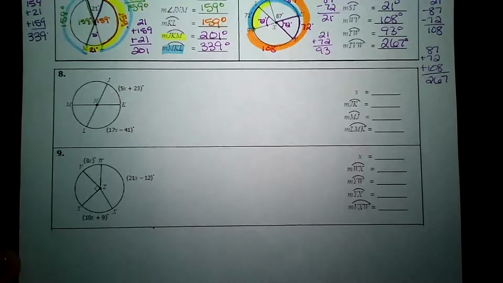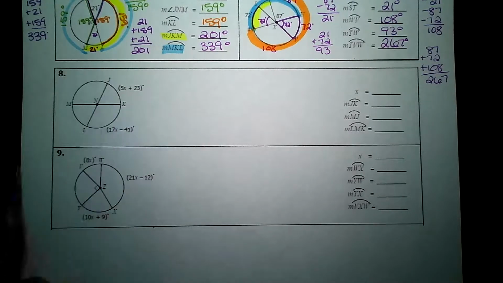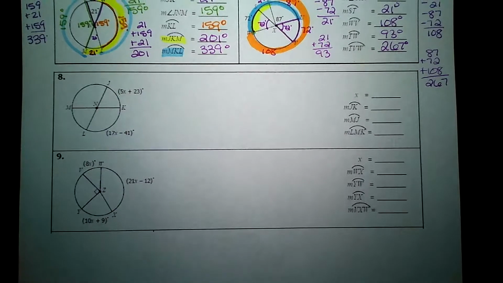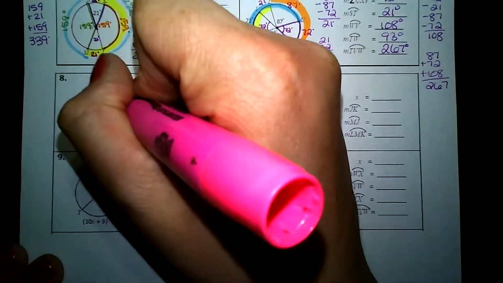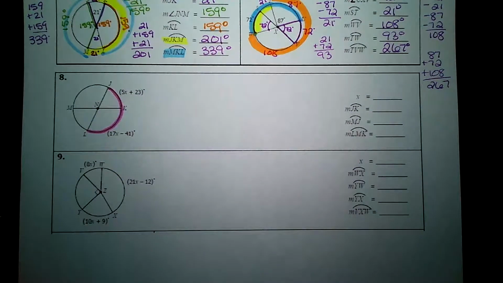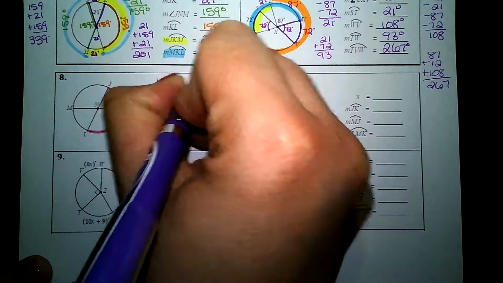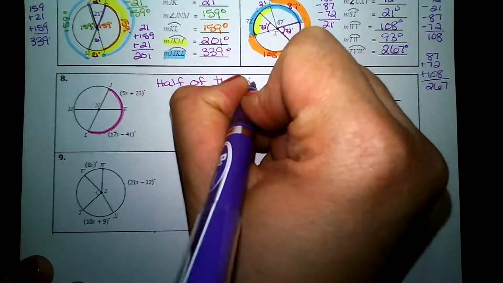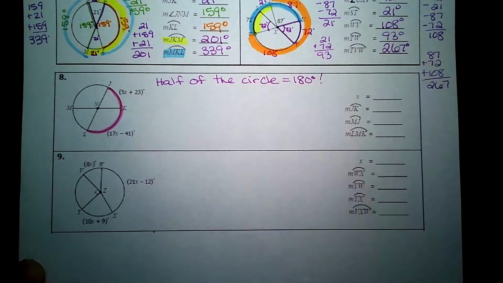All right, so let's check out number 8 here. We have two arcs that have been labeled up with algebra. If you look at where they are, okay, they are side by side. I'm going to highlight them. If I highlight them together, it's very easy to see that they make up exactly half of the circle. And we all know that half of a circle totals 180 degrees.